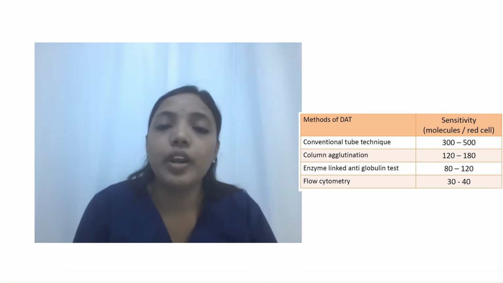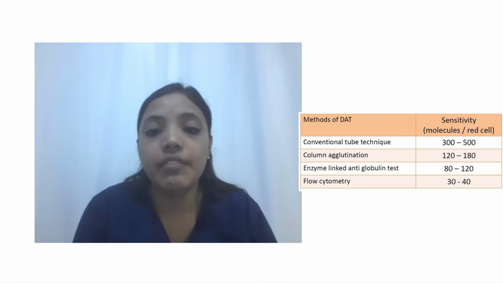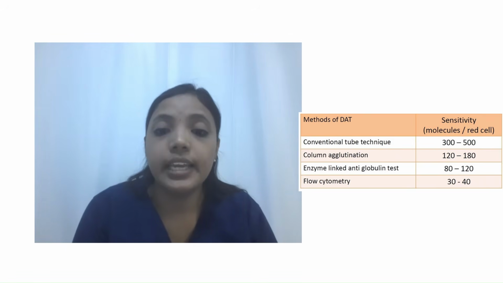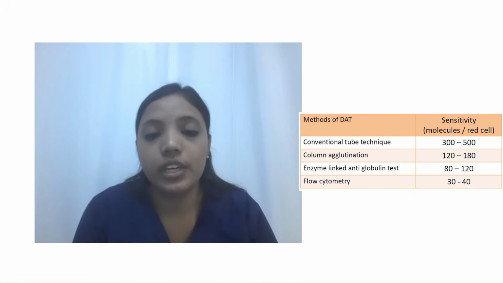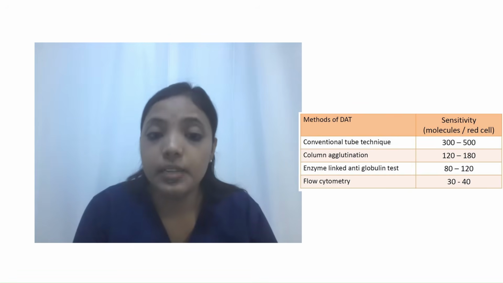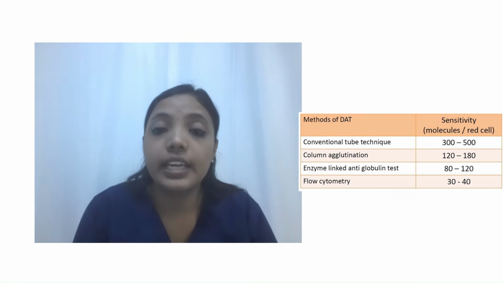So can you tell me what is the sensitivity in the different methods when you perform a direct antiglobulin test? Depending on the number of molecules surrounding the red cells, the sensitivity of direct antiglobulin test also varies. In conventional tube technique, it can detect around 300 to 500 molecules per red cell. In column agglutination technique, it can detect around 120 to 180 molecules. In enzyme linked antiglobulin test, it can detect 80 to 120 molecules per red cell. And in flow cytometry, it can detect even 30 to 40 molecules per red cell.